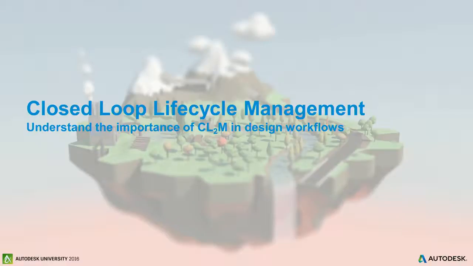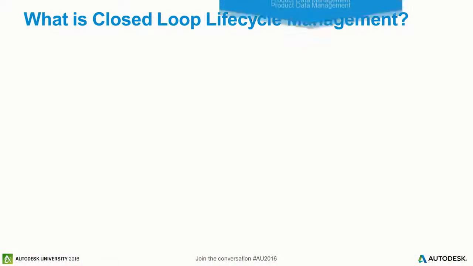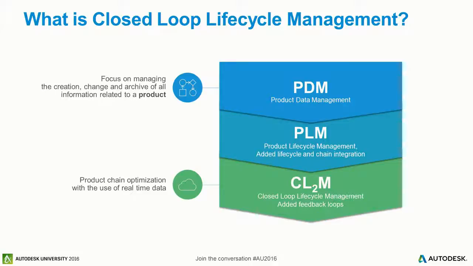So closed-loop lifecycle management. What is it? Closed-loop lifecycle management is a derivative from PDM and PLM. When PDM started, it was product data management, so it was all about the product and all the information in that product. But it was really product-based. And then they introduced product lifecycle management, so the whole lifecycle and the management of it was implemented for your product. And now we are going a step further to closed-loop lifecycle management, where we are adding feedback loops.